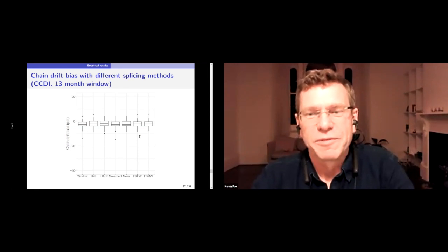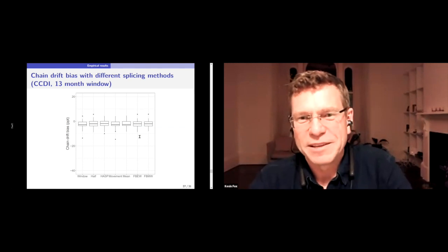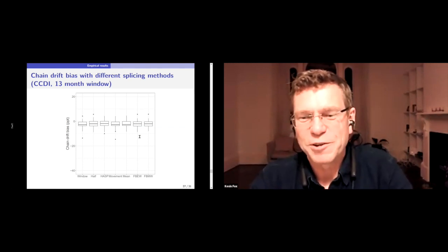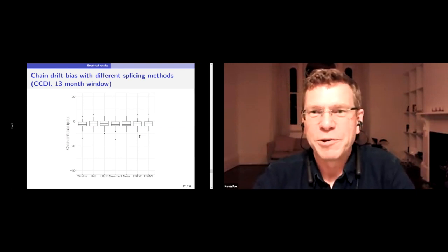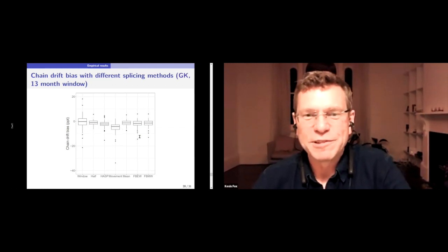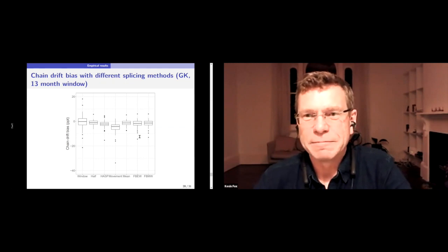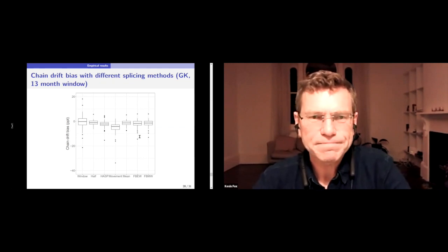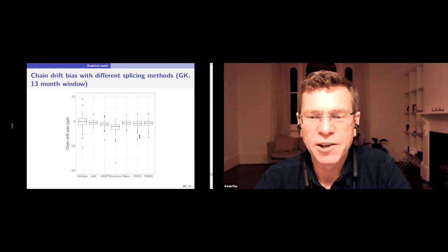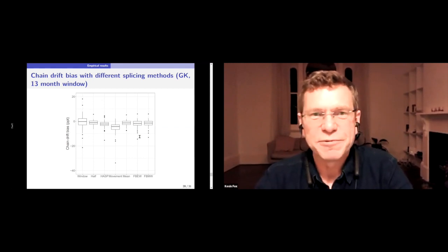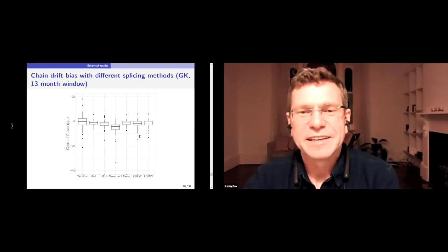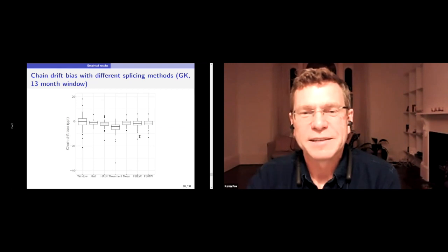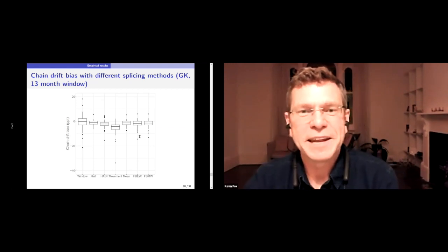Now, switching from this slide to the next one is one of the reasons we come to some of the conclusions we do, because the next slide is the Giri-Khamis, 13-month window and all the different extension methods. And you see there's a lot more difference between the different extension methods, and a lot of outliers. So it seems to be more sensitive than CCDI to the method chosen. Interestingly, the mean splice doesn't look too bad. The half splice doesn't look too bad either.